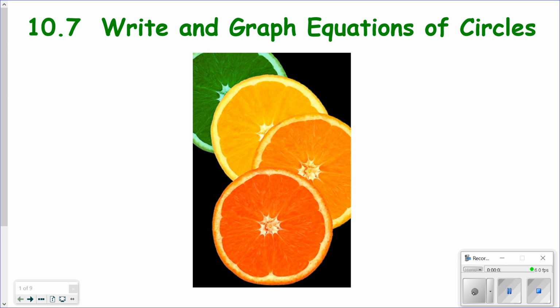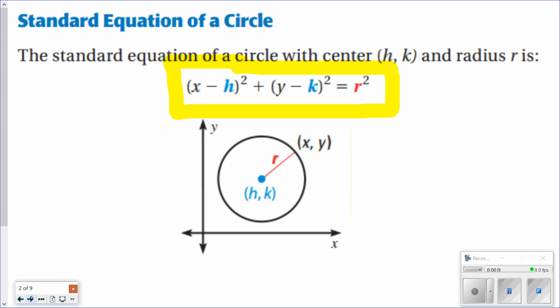Hi everyone, today we are going to start 10.7, which is write and graph equations of circles. Standard equation of a circle.